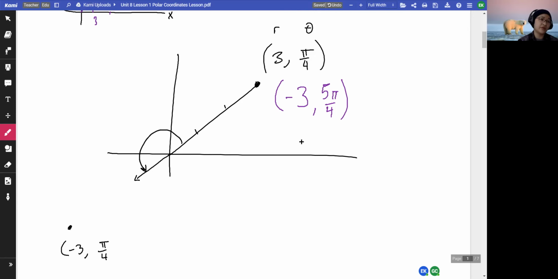Well, we could do 3, pi over 4 plus 2 pi. Mm-hmm. What would that be? That would be 9 pi over 4? 9 pi over 4.